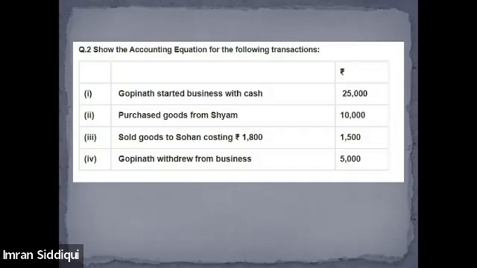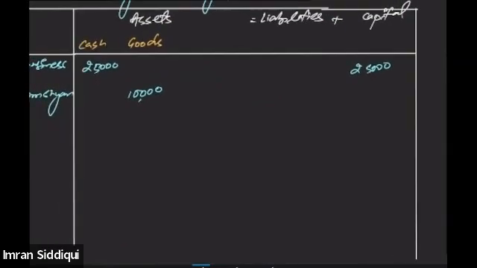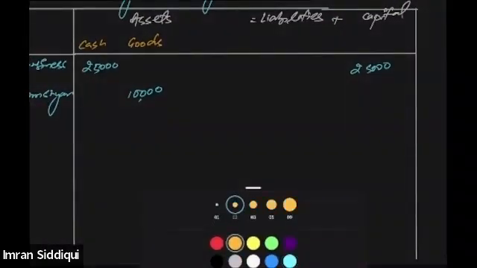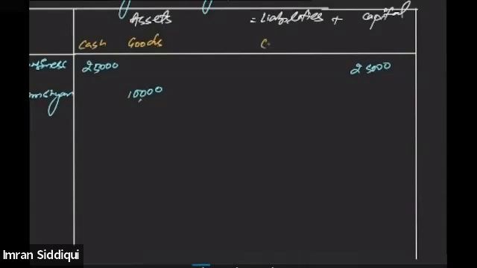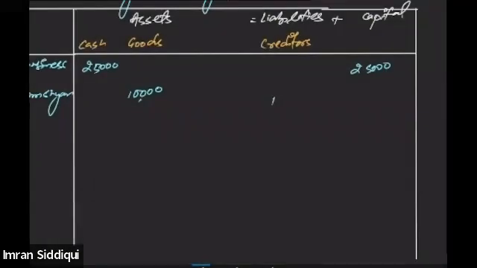And since the name of the supplier is given, that means we must have bought the goods on credit. So we'll go under the liability and write down the amount here by way of creditors. So creditors will increase by 10,000.